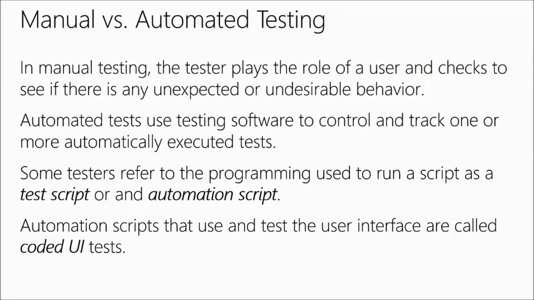Now let's talk about automated versus manual testing here, Eric. We've talked a lot about manual testing, where the tester plays the role of a user and checks to see if there's any unexpected or undesirable behaviors. There's the automated test that really is used to test the controls and track one or more automatically executed tests. There's also test scripts and automation scripts. Can you talk a little bit about those?